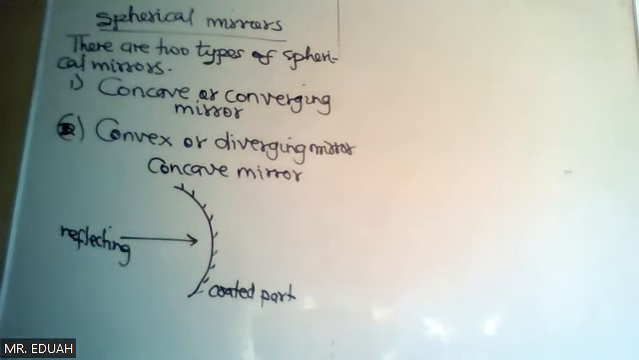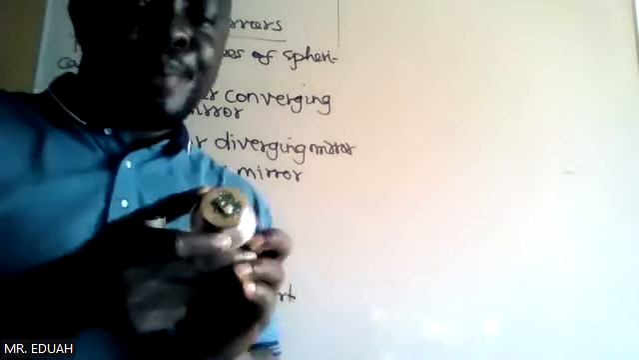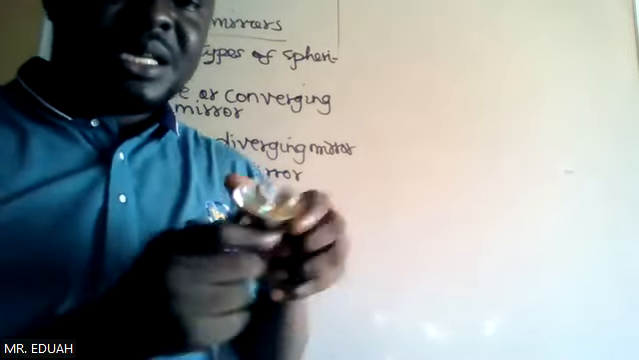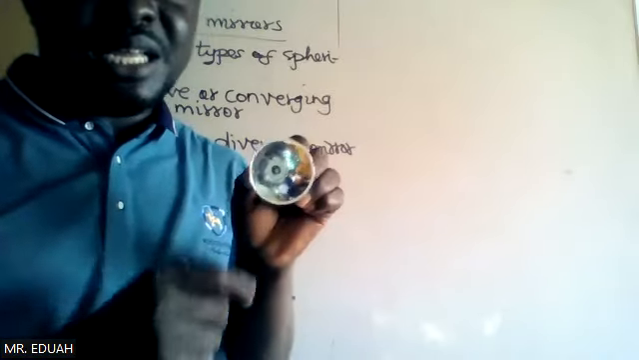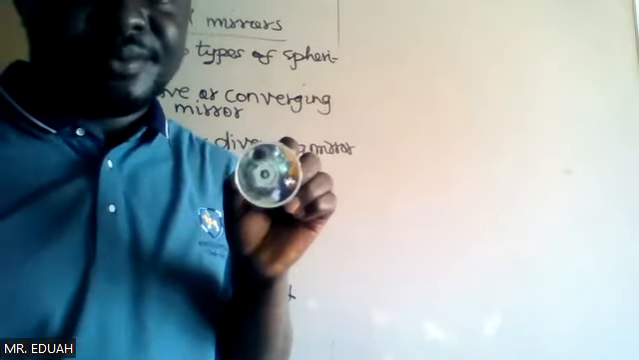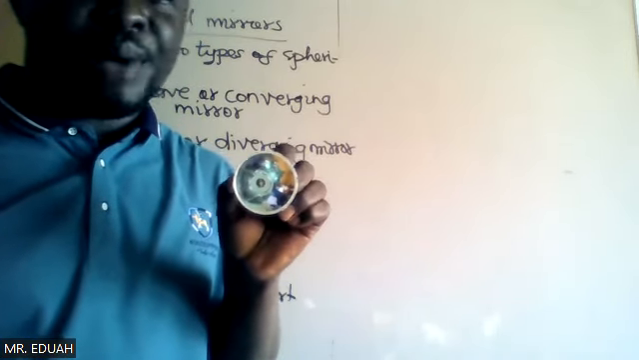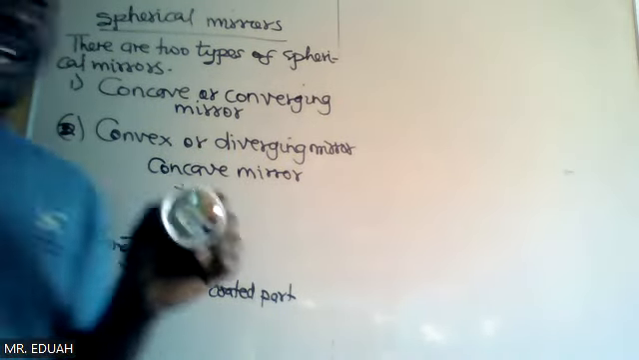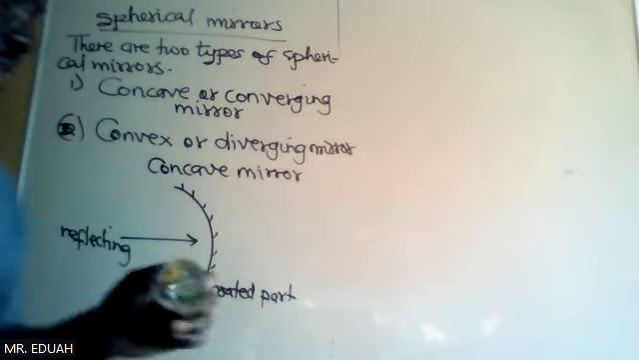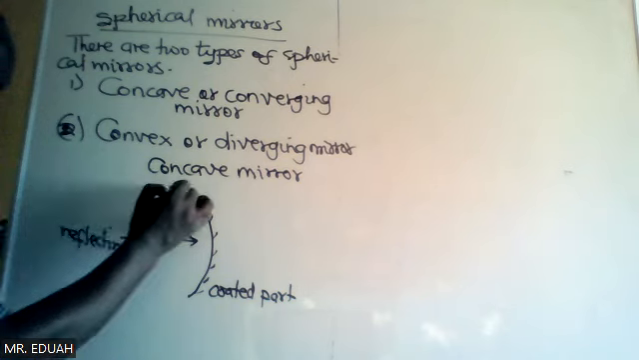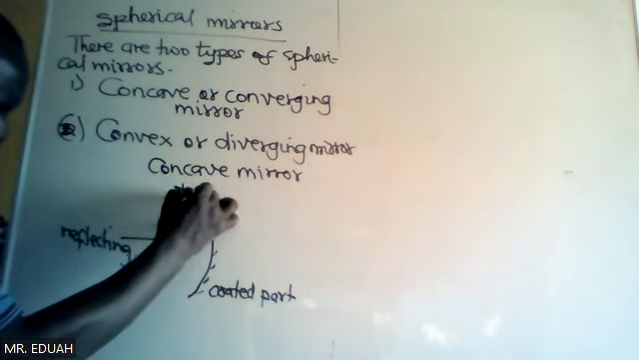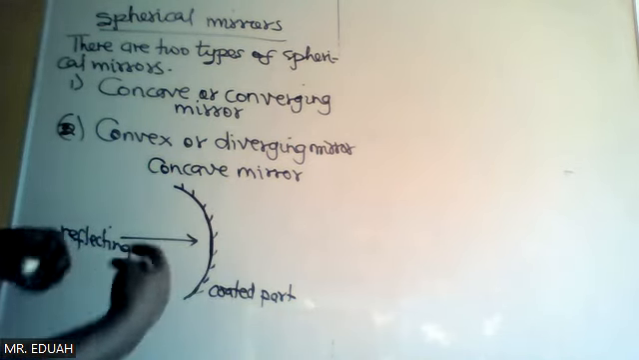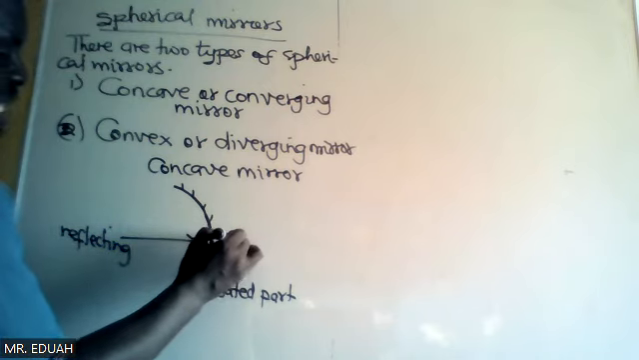So look at the mirror within the torchlight. This is the back of the mirror. This is the inner part. Within the inner part, we have the bulb at the center. So for concave mirror, the reflecting surface curves inwardly. So this part, which reflects, curves inwardly, and then the coated part curves outward.